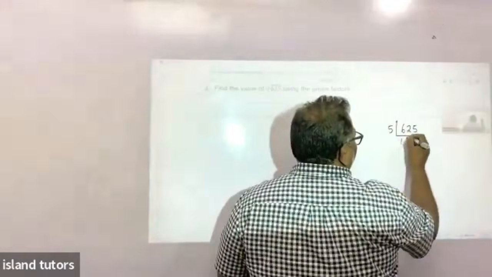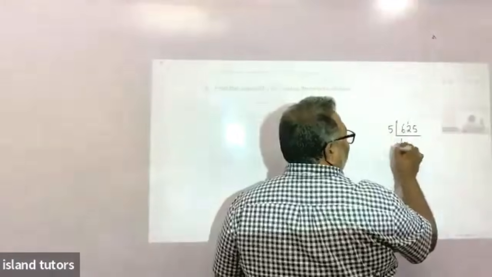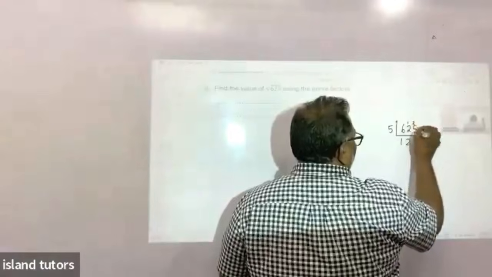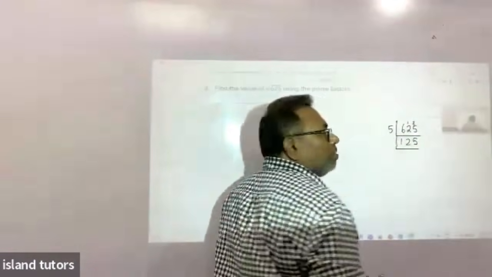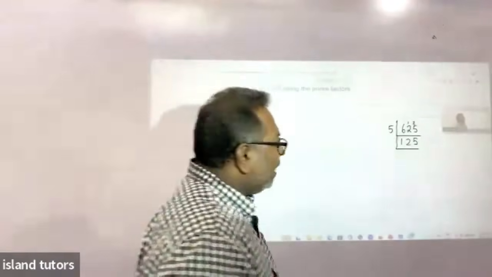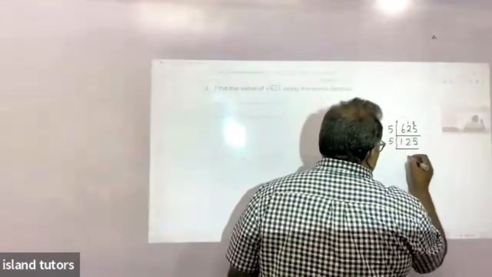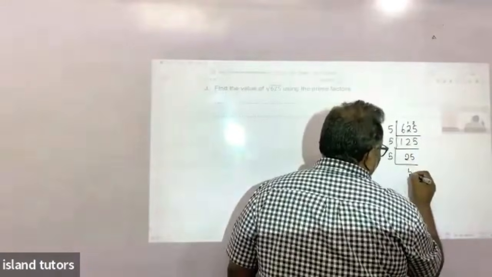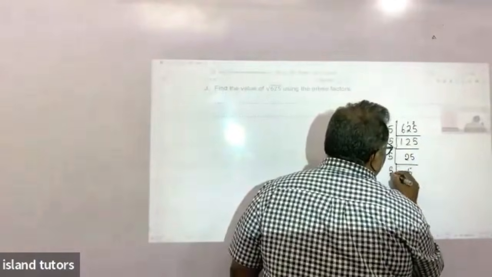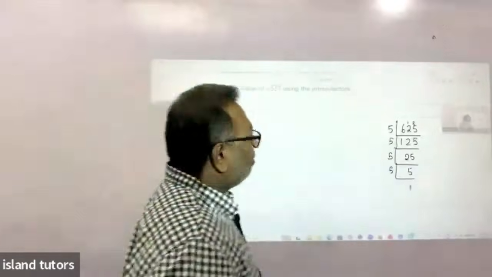625 divided by 5 is 125. 125 divided by 5 is 25. 25 divided by 5 is 5. Divide by 5 again, you get 1.